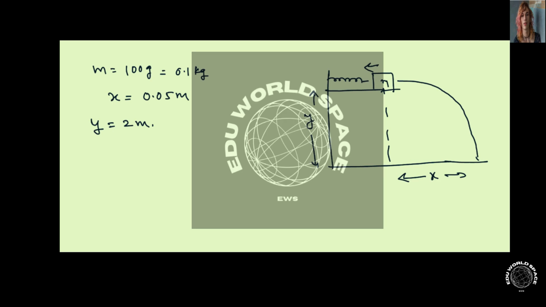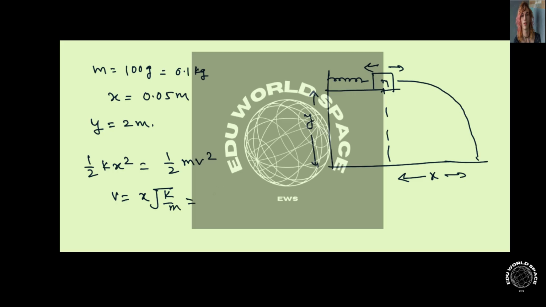First of all, when we compress the spring, the energy stored in the spring will be 1/2 kx². When it's released, there will be some velocity v in the block, and the energy is converted into kinetic energy, that will be 1/2 mv². These energies are equal by the law of conservation of energy. So from here we can find the velocity by which this will go in projectile motion. The 1/2 and 1/2 will cancel, so v will be x square root of k by m.